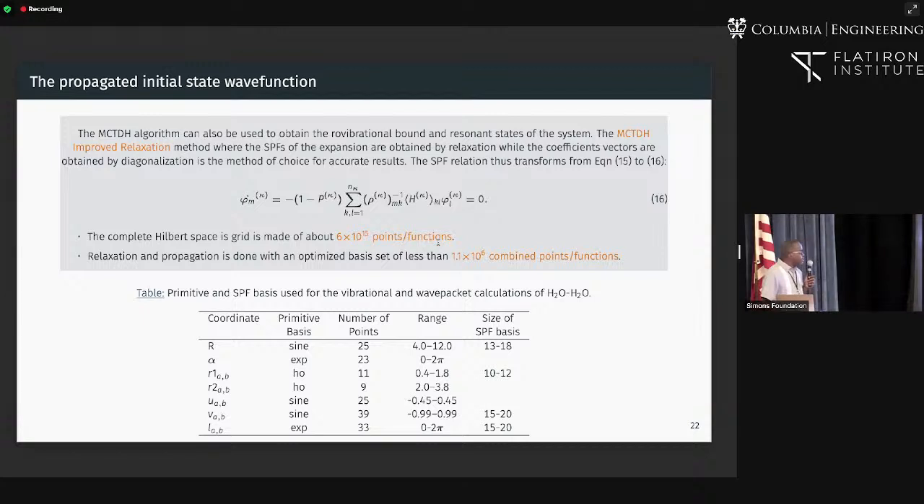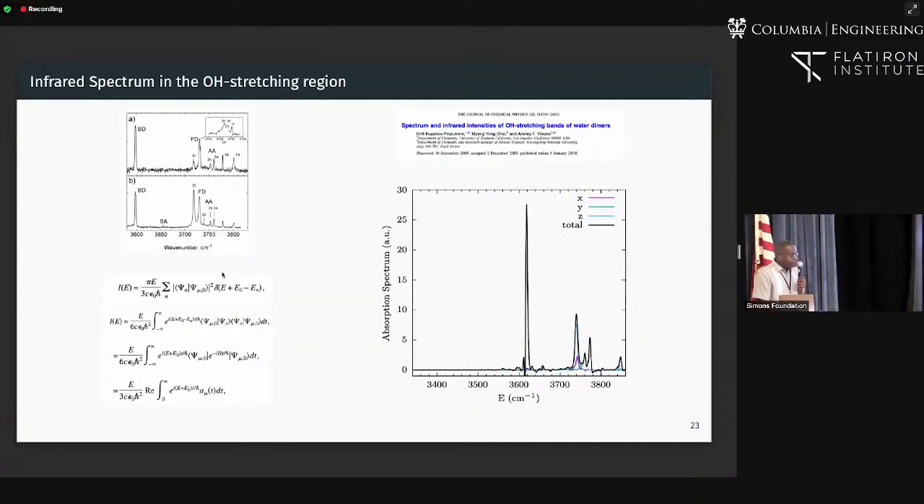So once we have our initial state, what do we do? We apply the dipole moment surface on that specific system, and then we can propagate the wave packet for a specific amount of time. In this case, I did a propagation for about 10 picoseconds, which is quite long, to be able to resolve all those features.